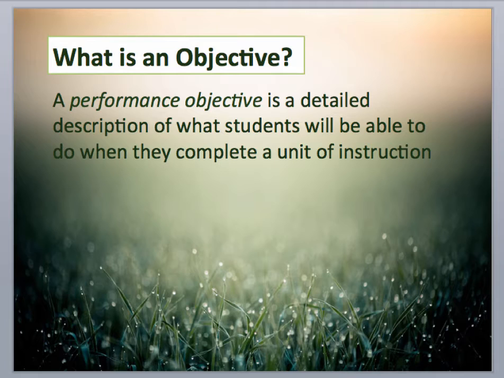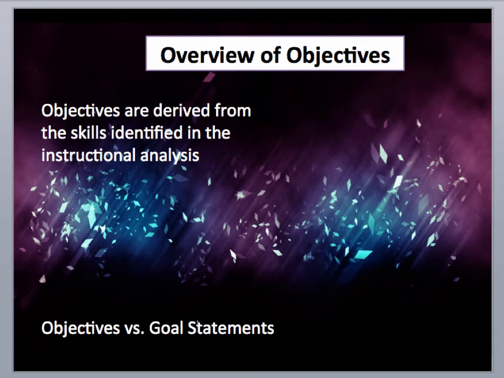So we need to emphasize that we have a need for clear, precise statements of what students should be able to do when they complete their instruction. And this needs to be done before we can start developing our actual learning modules. So objectives are derived from the skills you identified in the instructional analysis when you mapped out all of your goal statements. So generally, you should write one or more objectives for each skill listed in your instructional analysis.